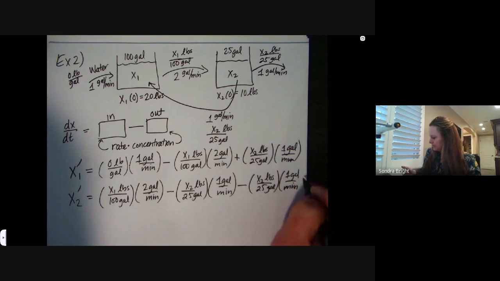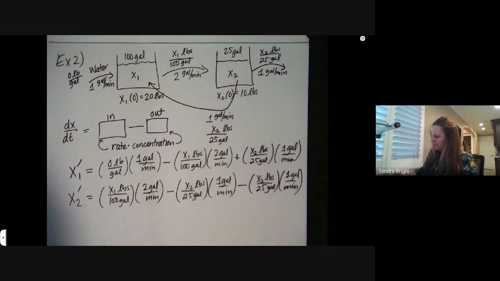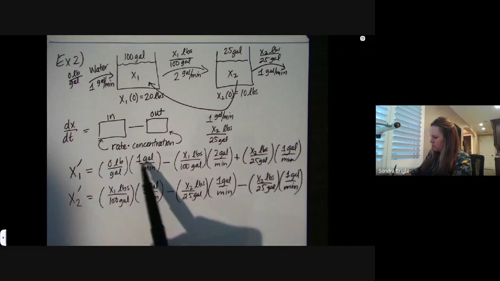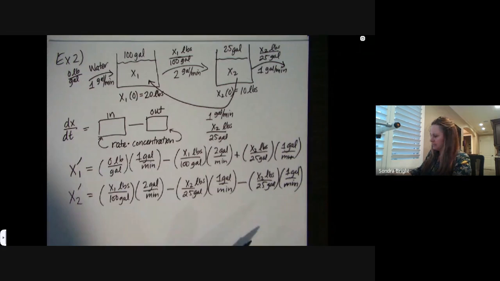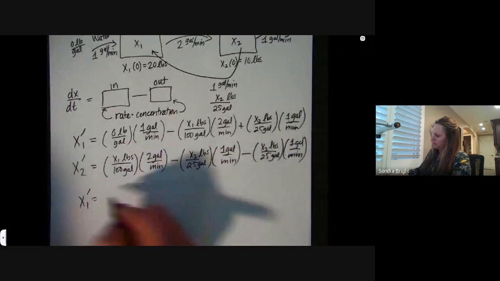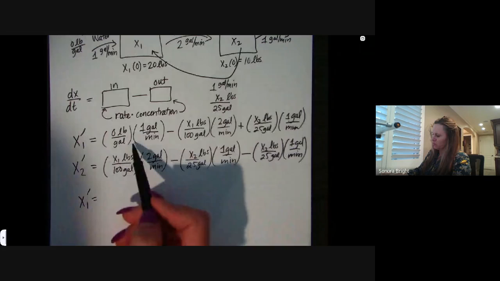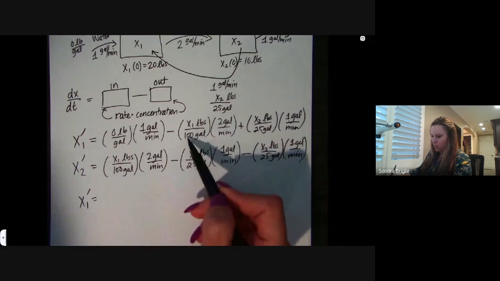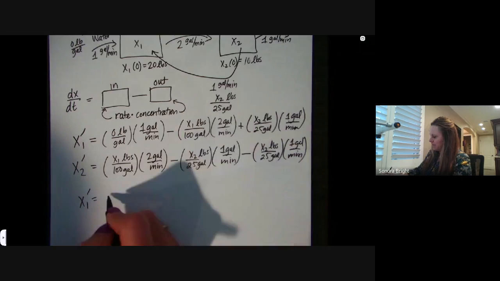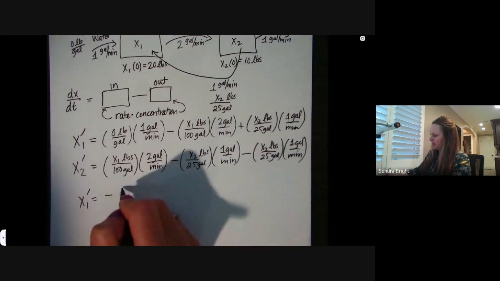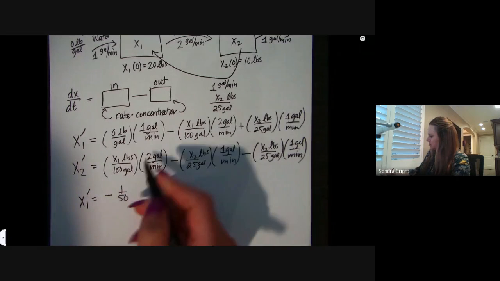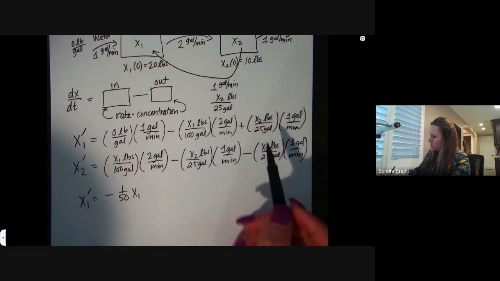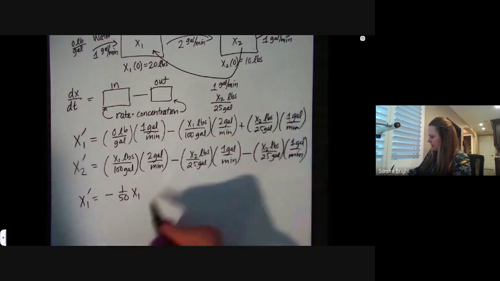All right, let's clean this up. The first term ends up just being 0, so x1 prime would be 0. When you multiply these two together, it'll be 2 over 100, with a negative in front, which gives you minus 1 over 50 times x1. I'm not going to show the labels. And then this one would be plus 1 over 25 x2.